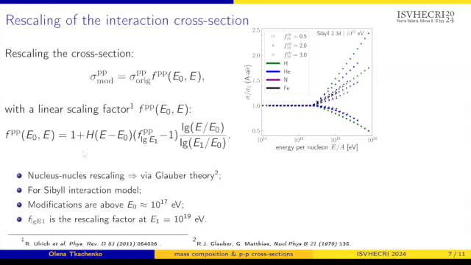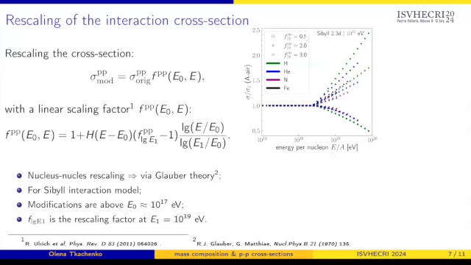It can be noted that these modifications are implemented for the Sibyl interaction model, and the rescaling of the nucleus-nucleus cross sections, because here it is shown for the proton-proton, the corresponding rescaling of the nucleus-nucleus cross section is done via the Glauber theorem. On this plot, you can see an example of how this rescaling would affect the nucleus-air interaction cross section. Here, the y-axis shows the ratio between the modified and non-modified cross section, and the x-axis shows the energy per nucleon.